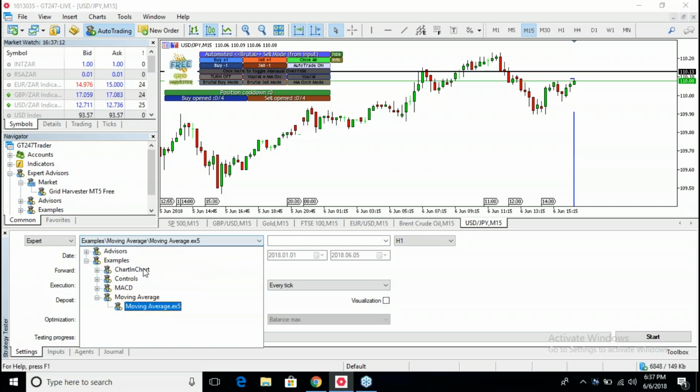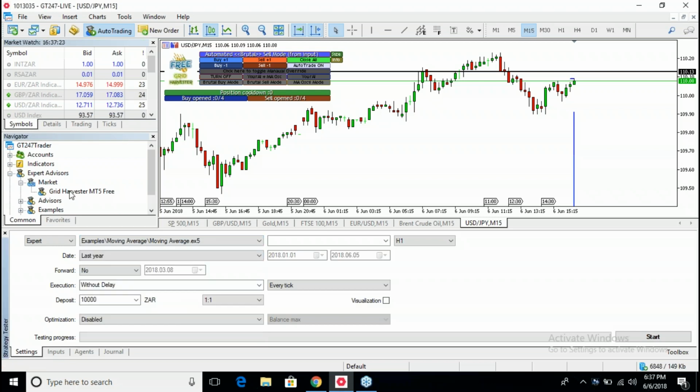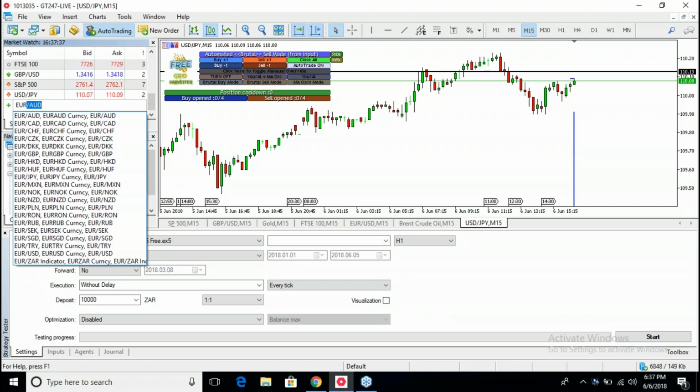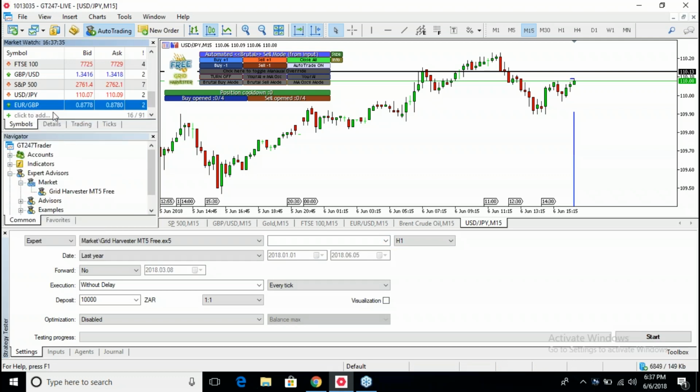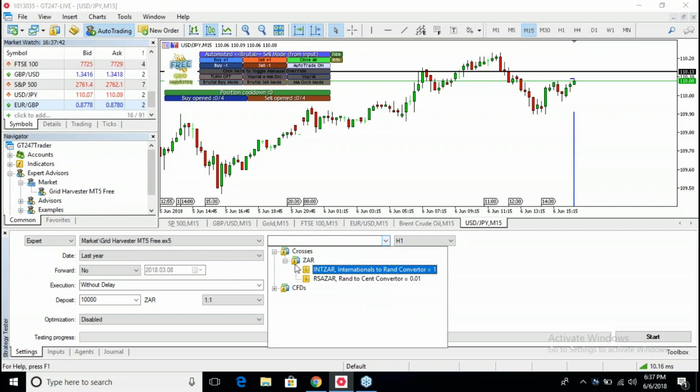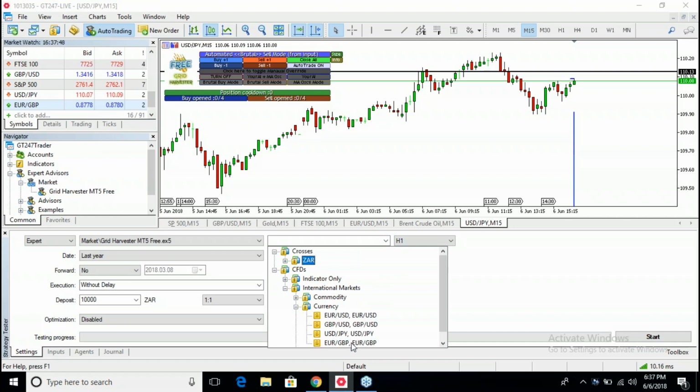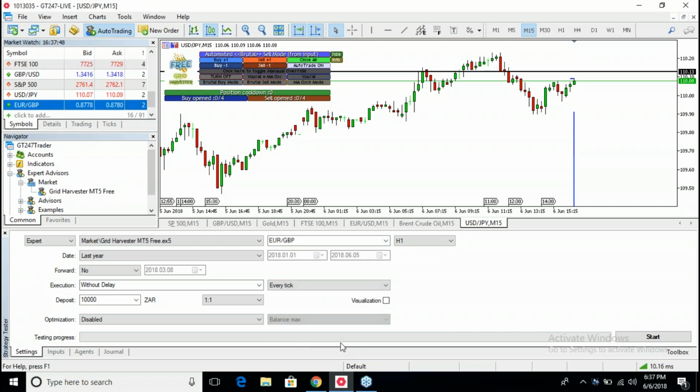So what I can show you now, to show any critics or skeptics out there that it is possible to make money, is I'll take this free one I just got off the MQL5 database and add it. Let me quickly add a symbol here. I want to trade that one on the Euro GBP. I go under CFDs, international products, currencies, and I select the Euro GBP.